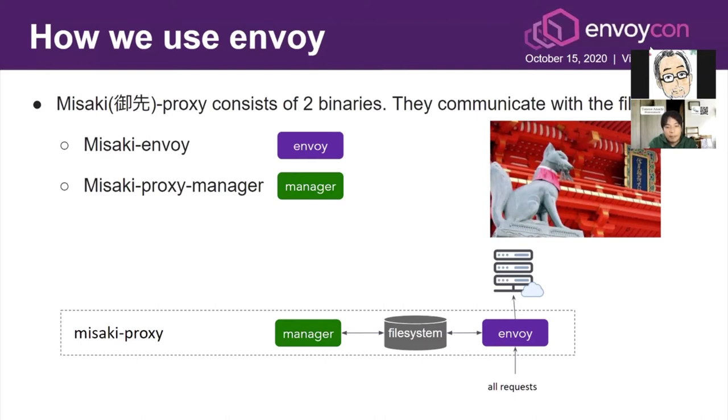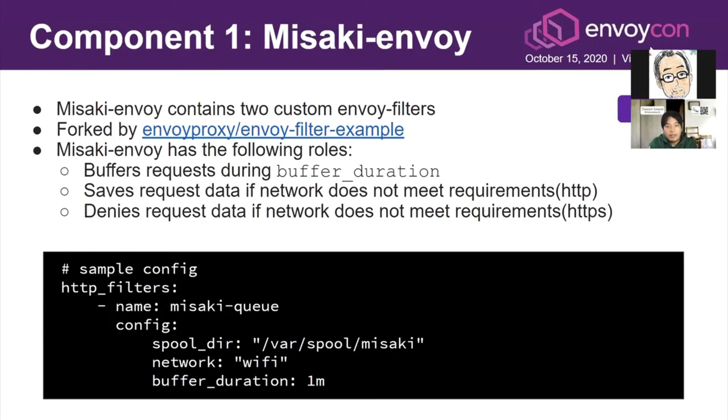I will introduce each of them, but basically, all requests from the edge are sent through Misaki Envoy, and the Misaki Proxy Manager supports Misaki Envoy. First, I will introduce Misaki Envoy. Misaki Envoy contains two custom Envoy filters and is forked from envoy-filter-example. The first is the HTTP filter that controls HTTP requests. The second is the network filter that controls TLS and other requests. We can change the configuration per host using typed per filter config.